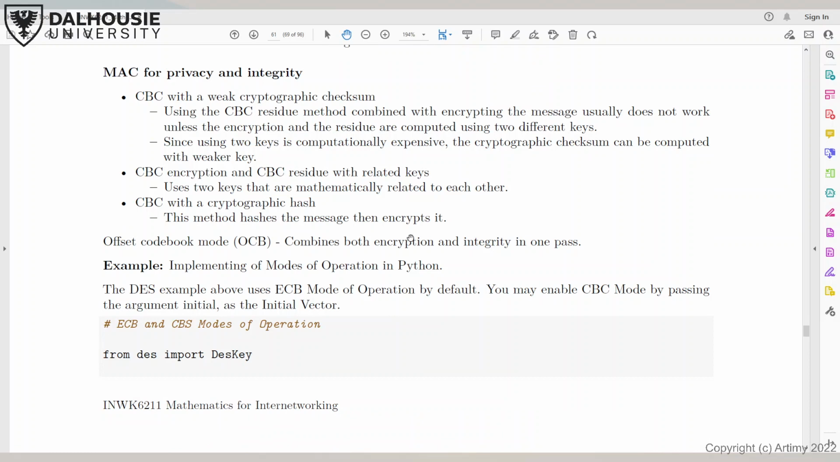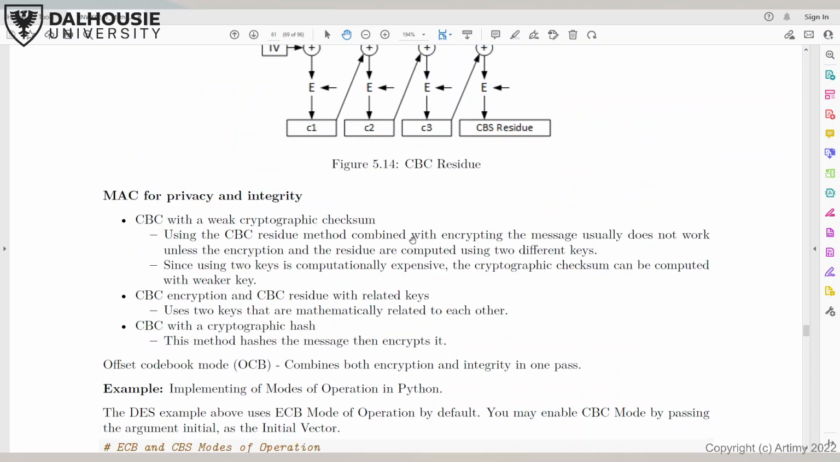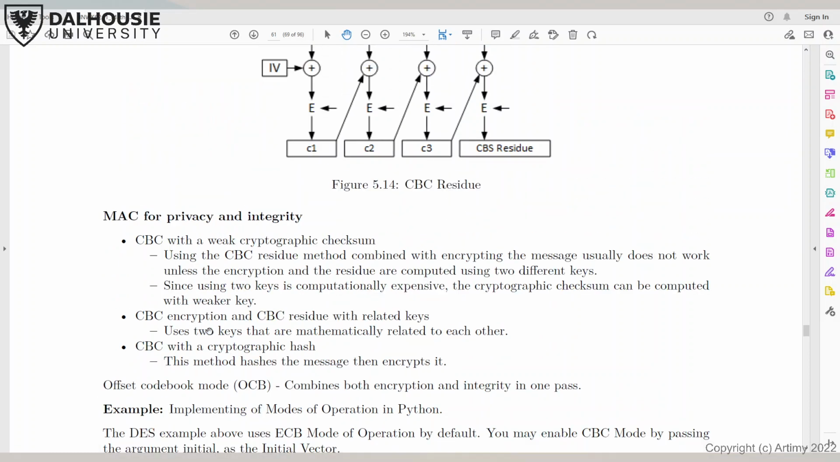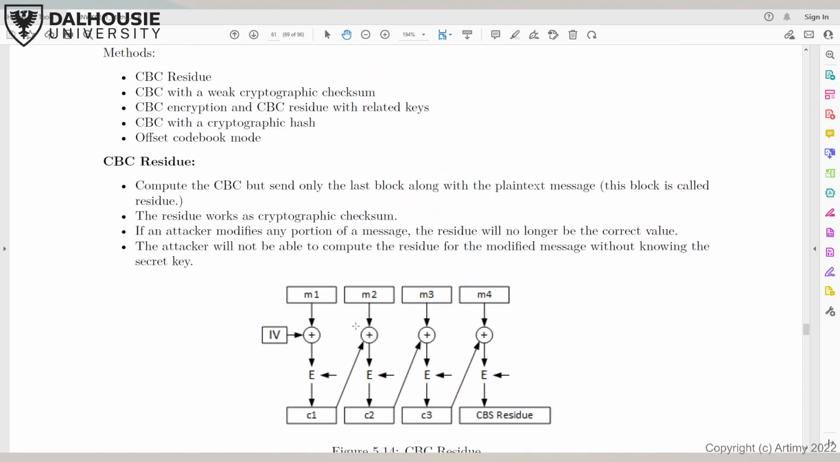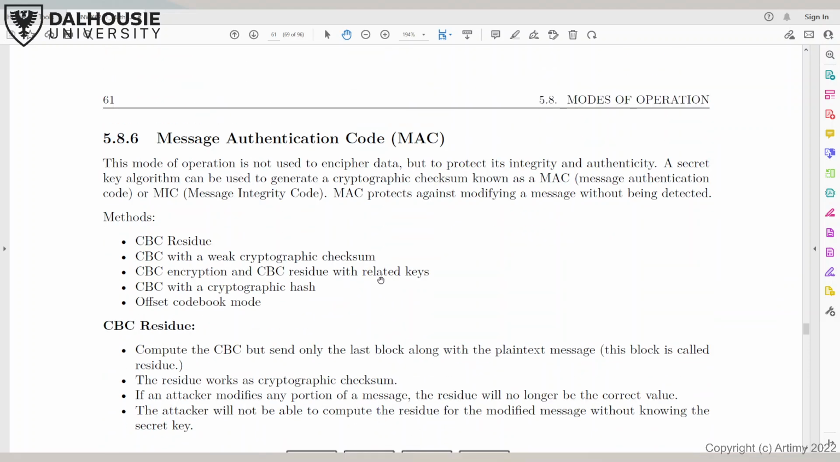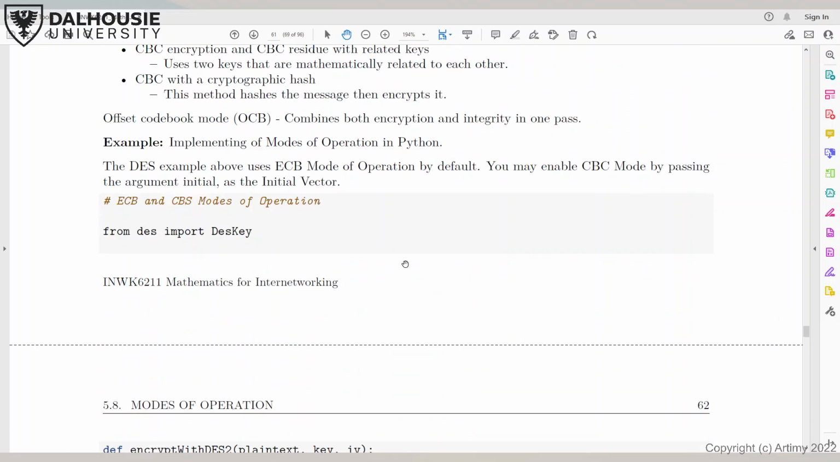Okay, so all of these techniques, I think I covered everything here. They can be mathematically related to each other. We could also do something like hash the message and then encrypt it. So this is something that we will look at later when we talk about hashing. So we'll keep that in mind. So yeah, that covers everything.